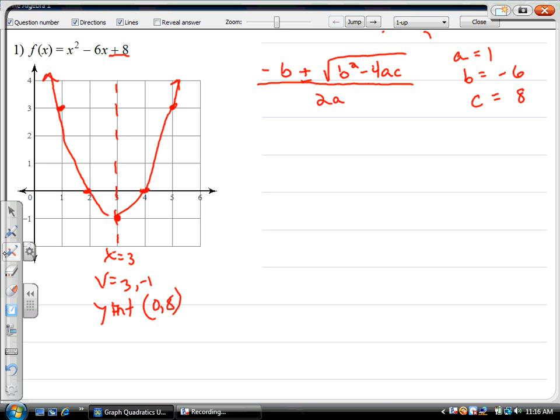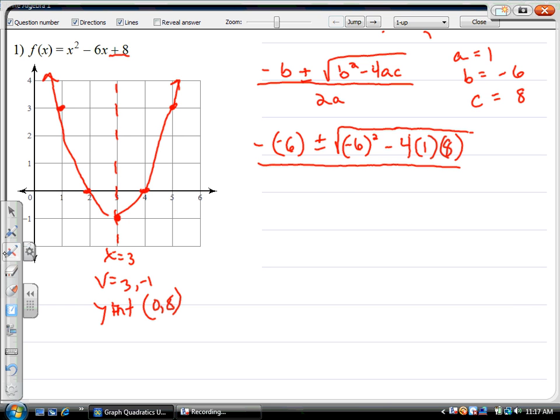From here, it's basically just plugging in and doing things real carefully, making sure not to make a mistake. If someone makes a mistake with this formula, it's usually because they miss a negative sign or do a silly step incorrectly. So like I said, it takes a lot of practice. So I'm just going to plug in for what I know. Negative b, which is already negative 6, plus or minus the square root of negative 6 squared minus 4 times a, which is 1, and c, which is 8, all over 2 times 1.